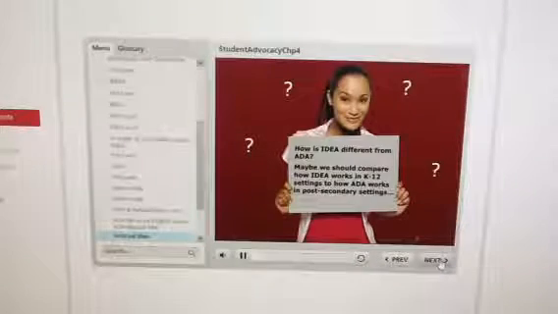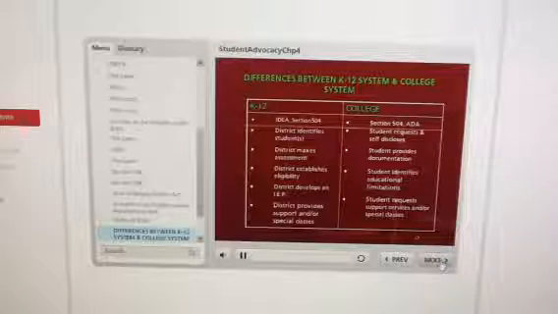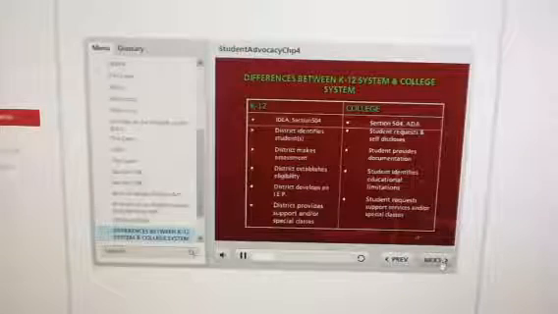How is IDEA different from ADA? Maybe we should compare how IDEA works in K-12 settings to how ADA works in post-secondary settings. Here are the differences between the K-12 system and the college system. K-12, governed under IDEA Section 504. College, governed under Section 504 ADA.